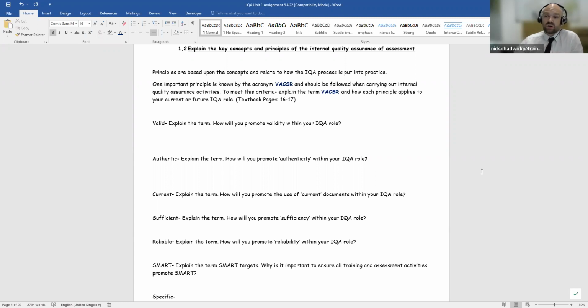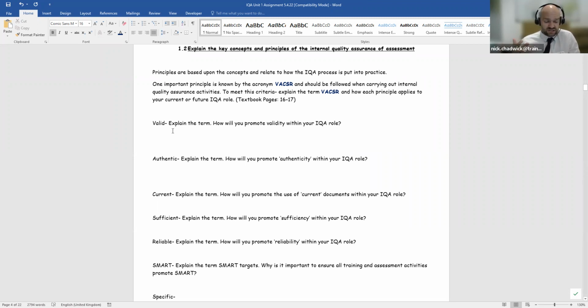So especially when you are assessing, we use this principle VACSR in order to make a decision. And it's very, very important for you as an IQA. Of course, you're going to be perhaps observing fellow teachers and assessors, so the same principle does apply. So we would like for you to explain this acronym. So for example, valid, we would like for you to explain that term.